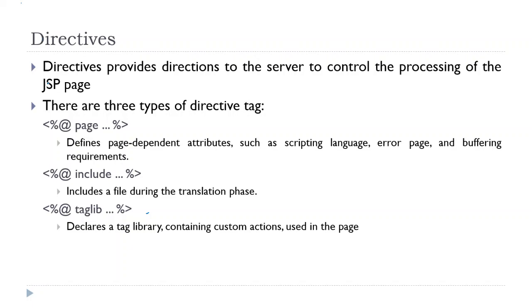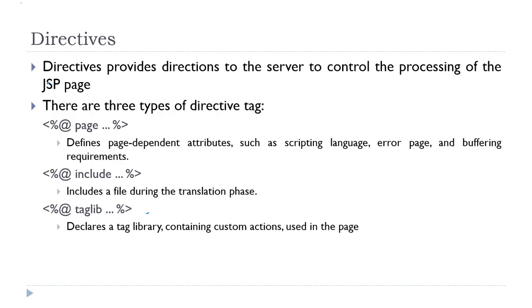In this video, we will see JSP constructs which are called directives. Directives provide directions to the server so that the server can control the processing of our JSP page. That is why the name directives. There are three types of directives: one is page, second is include, and third is taglib.